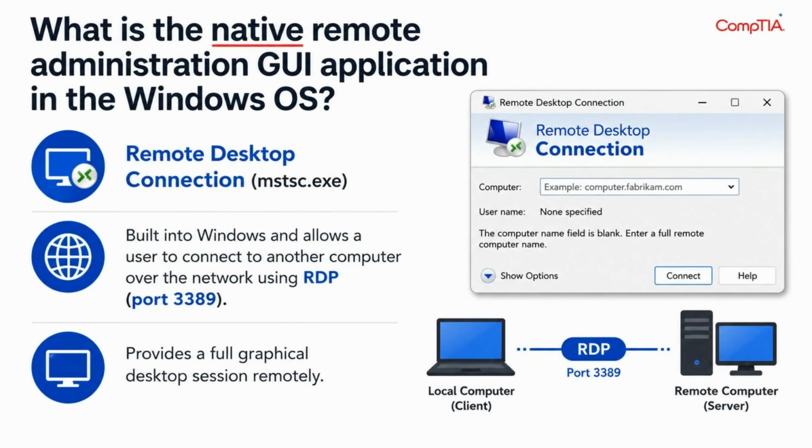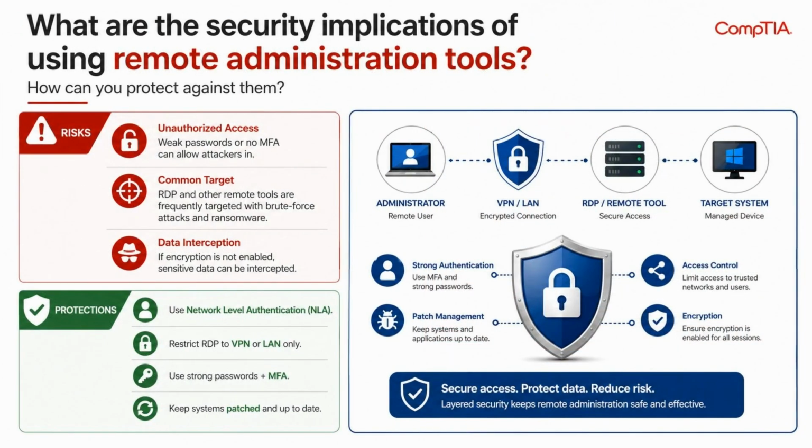The native remote administration tool in Windows is Remote Desktop Connection, or MSTSC.exe. It uses the Remote Desktop Protocol, or RDP, over port 3389 to provide a full graphical desktop experience. Using remote administration tools requires caution. Risks include unauthorized access and interception. However, you can protect against these by using network-level authentication, strong passwords, MFA, and keeping your systems fully patched.